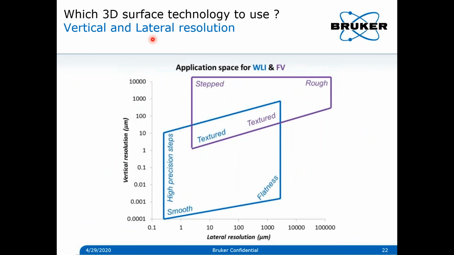Then you can look at the vertical and lateral resolution between white light interferometry and focus variation. The white light interferometry, represented in blue, has a lateral range of around less than 1,000 micron, which is for very smooth surfaces. But when you look at focus variation, you will typically be looking at rough surfaces, but with a large field of view.